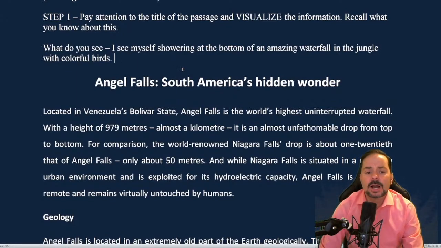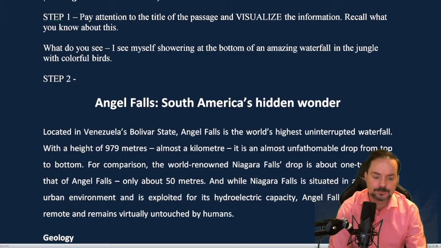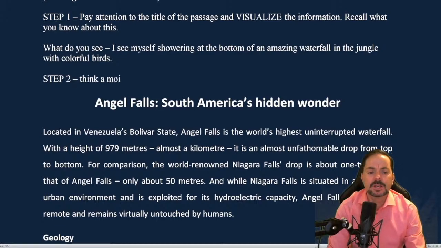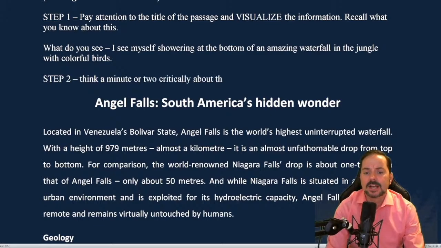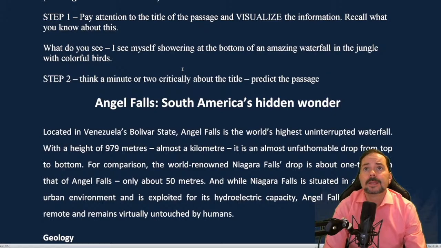So think about what, why, how. So that's the next step, right? So step 2, think a minute or two critically about the title. It means predict the passage, and good IELTS teachers teach this to students. They say, read the title and predict the passage. Think about, what is this passage about, right? So yeah, absolutely. So think a minute or two, predict the passage.